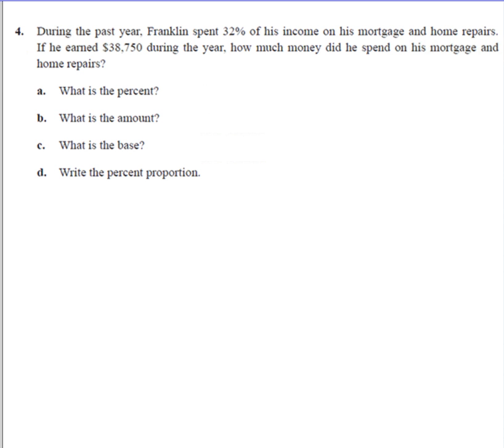Let's take another look at a problem. During the past year, Franklin spent 32% of his income on his mortgage and home repairs. If he earned $38,750 during the year, how much money did he spend on his mortgage and home repairs? So just like the last problem, the percent is easy to identify. We can see that 32% right there.